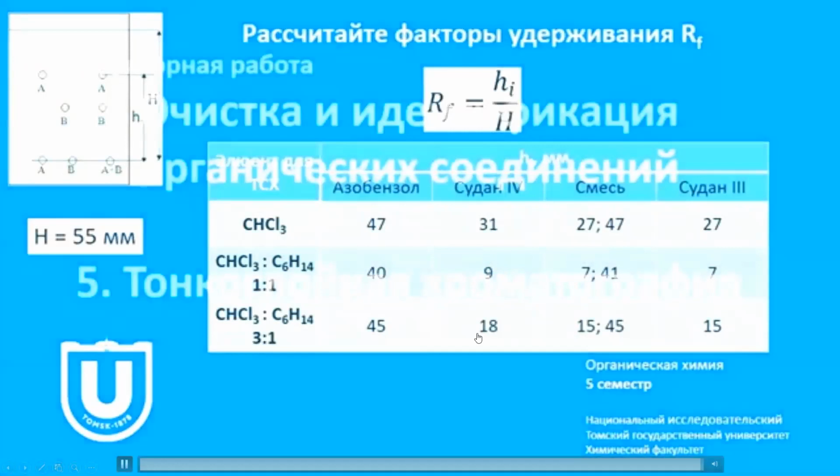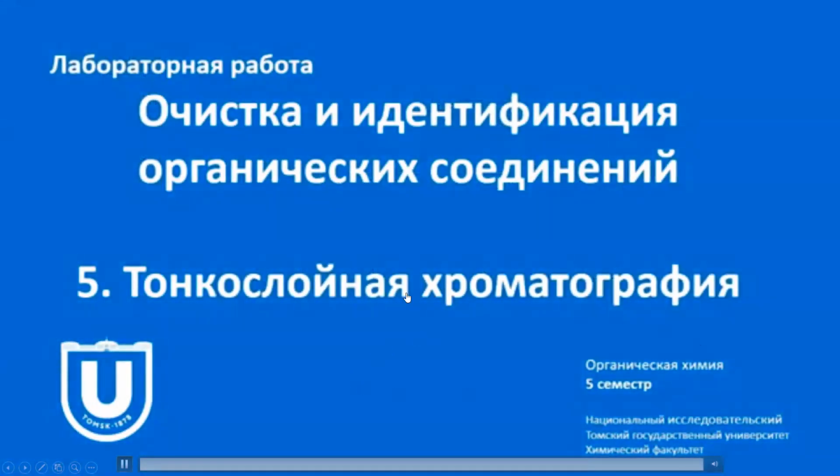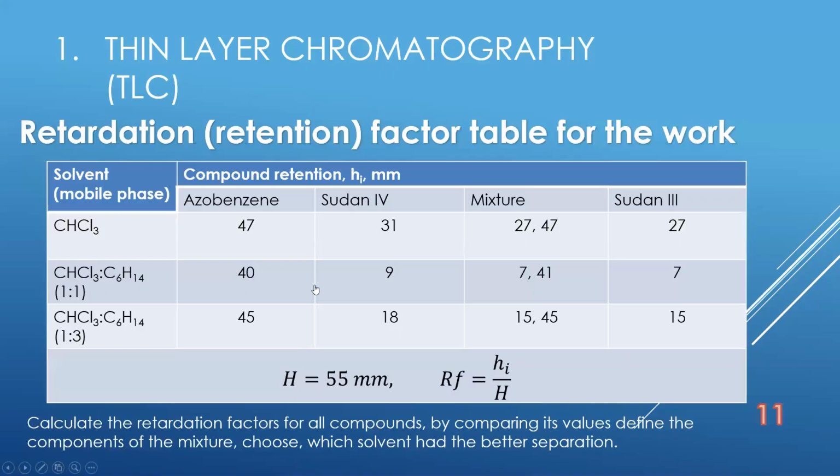So the video is ended, and there you also could see the table which is represented on the next slide more clearly. So this is the table of retardation factor for this work. So you could see for different types of solvents, for example, chloroform, which is first is pure, the second is chloroform with hexane in ratio 1 to 1, and the third is chloroform and hexane in ratio 1 to 3, and different distance traveled by the spots.